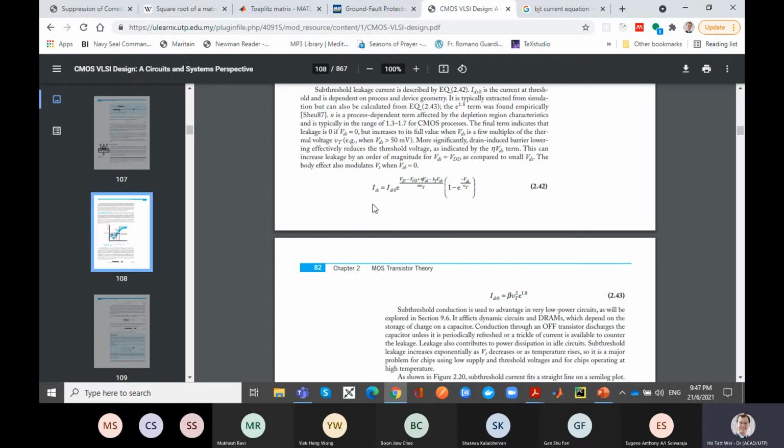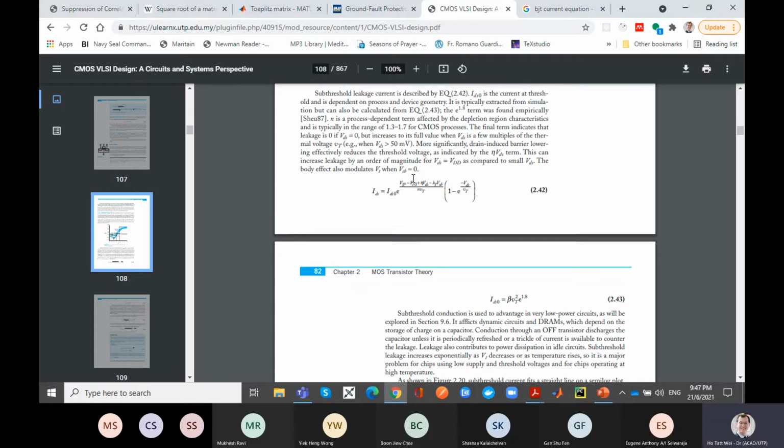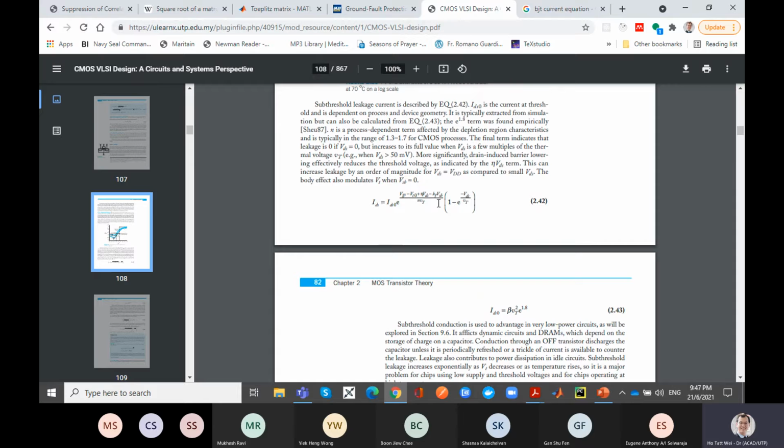Again, the way you read this is you don't memorize this. You try to understand where this equation is coming from, and you try to understand what the factors are. Each of these is a factor that will change the leakage current.